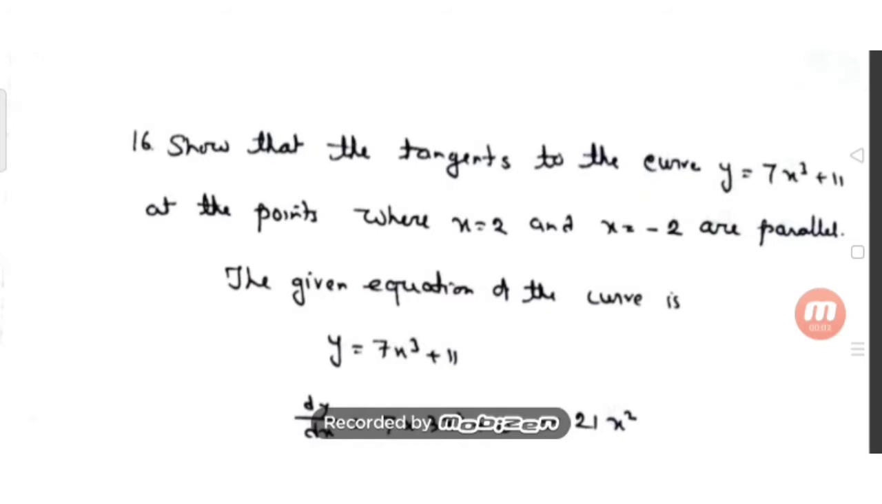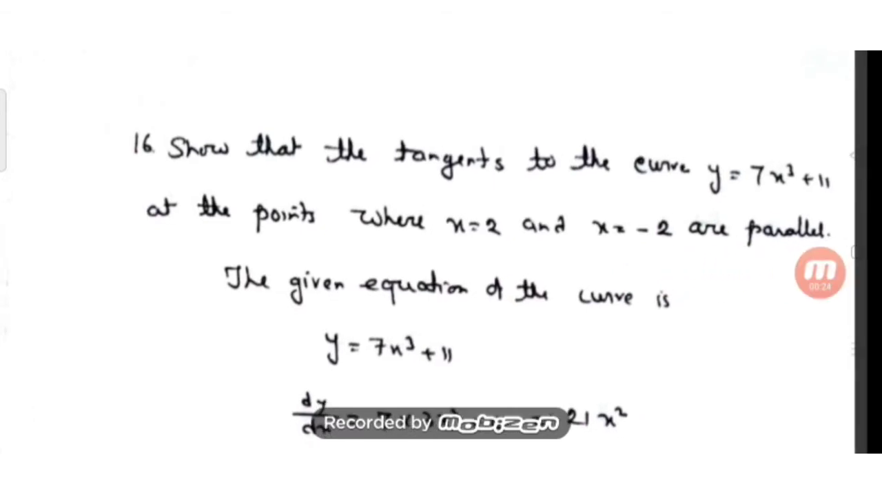Hello student, today let us start the solution from question number 16 of exercise 6.3. Your question number 16 is, show that the tangent to the curve y equal to 7x cube plus 11 at the point where x equal to 2 and x equal to minus 2 is parallel. So what is your question here?